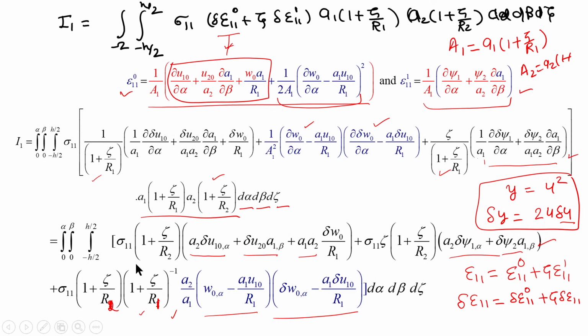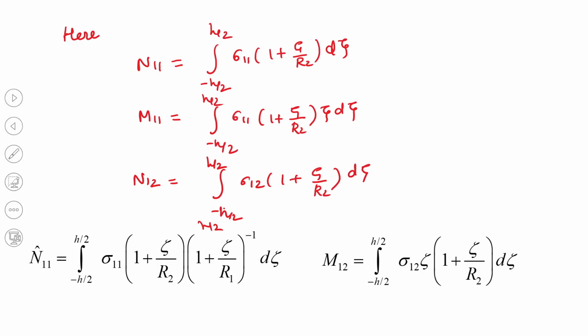Now, we can use the definition of stress resultant. You see that integration from minus h by 2 to plus h by 2. So, as per the definition of stress resultant, N11 is nothing but the integral from minus h by 2 to plus h by 2 of sigma 11 times 1 plus zeta by r2 d zeta. M11, the moment or couple, is the integral of zeta times sigma 11 d zeta.